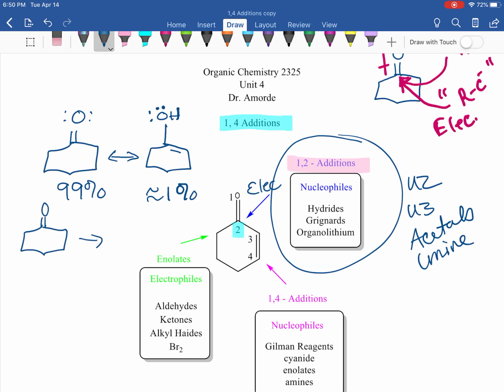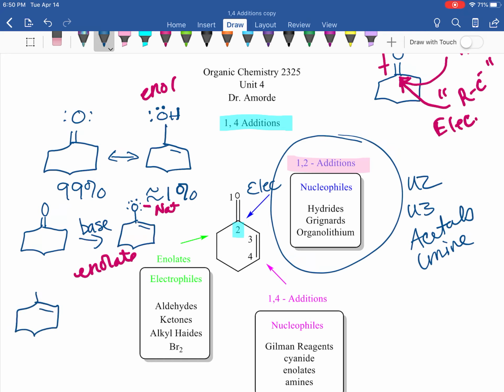But then we could also treat this with base. If we took our ketone and we treated with base, now we could make all of our enolate. Okay, so we're going to use that vocab again in this unit. So this is an enol, nice and neutral. We let Mother Nature take over that one. And then here we actually made that happen. We used some sort of base. This is our enolate. Okay.